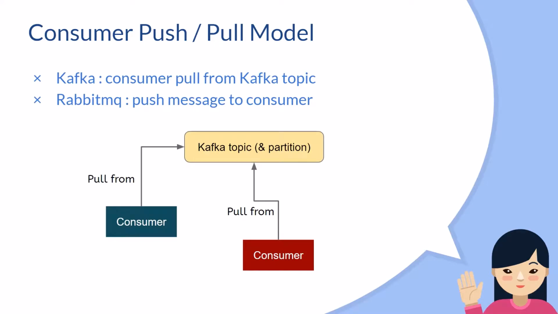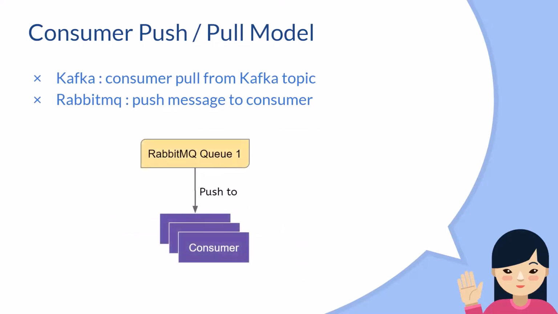RabbitMQ is the opposite. RabbitMQ will push the message to each registered consumer. To avoid flooding the consumer, in case the publisher works at a faster rate than the consumer can handle, the consumer can set the prefetch limit, which is basically the number of unprocessed messages that can be accepted by the consumer. This push model ensures that message workload is distributed fairly evenly among consumers.